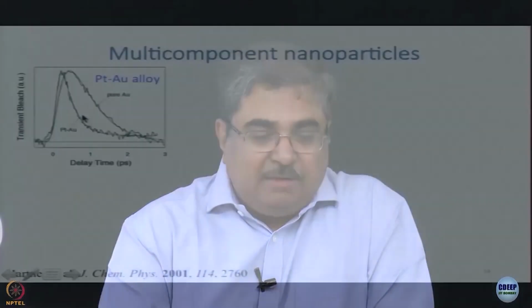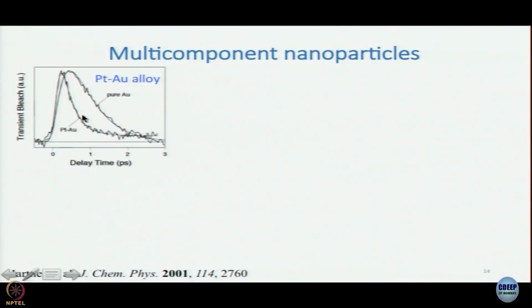Okay. So, what we see here is that the moment you have some platinum, the time constant becomes smaller, right. This first one is the decay. This is basically once again looking at the bleach recovery, y axis is transient bleach, and here it is arbitrary unit because they have been normalized. So, this is what you have for pure gold nanoparticle, and this is what you have when you have a little bit of platinum in it.